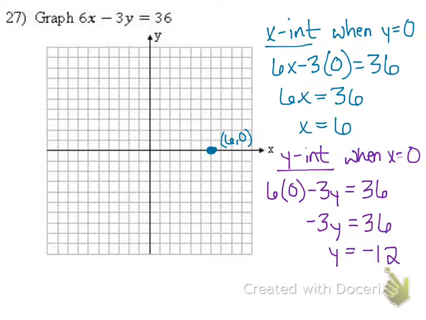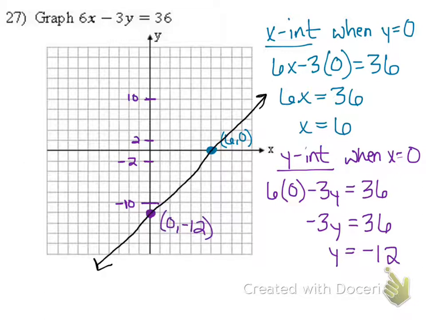Now on my graph, if I was counting up by a scale of 1, negative 12 wouldn't be on this grid, it would be beyond it. So on my y-axis, instead of counting up by 1s, I'm going to count up by 2s. That way I can fit the point negative 12 on the grid that I've been given. And now I just need to connect those two dots.